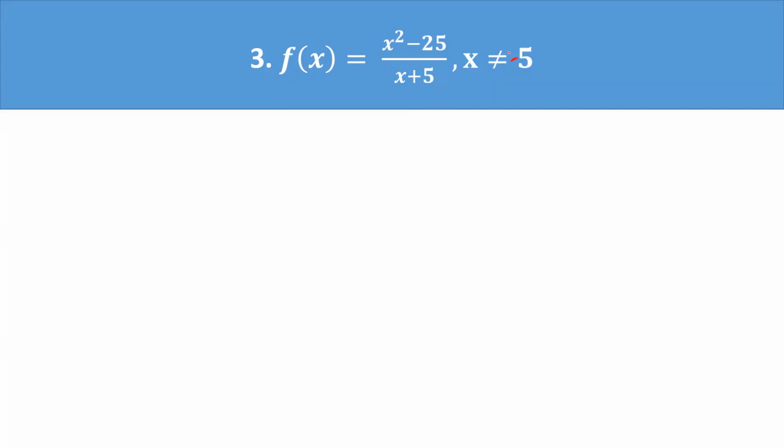Here also they have told us that the function cannot take the value x equal to minus 5. Why can x not take the value minus 5 in this function? What happens if we take x is equal to minus 5? Just check, students. Substitute x is equal to minus 5 in the function. What will you get?